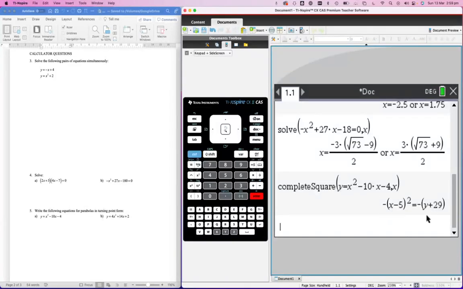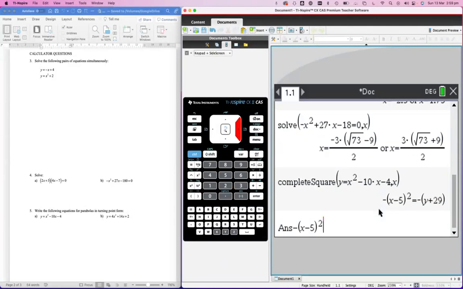But this is not turning point form. Turning point form is y equals blah, blah, blah, blah. So you would have to take this format and you would have to do a little bit of work yourself to get it into the right format. So for example, it would be minus x minus 5 all squared. Don't worry about that answer bit. Equals minus y plus 20, minus 29. A little bit of work to do.